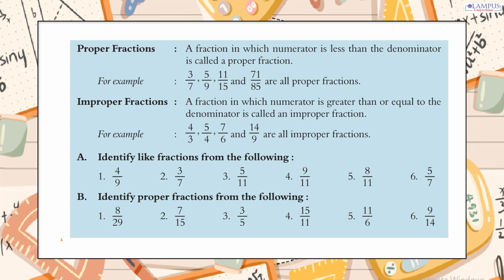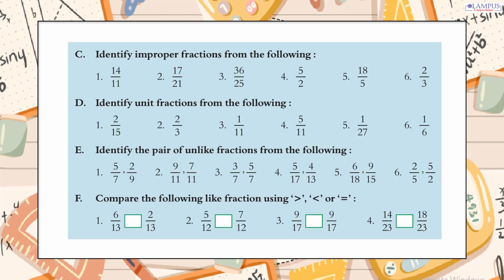B. Identify proper fractions from the following. 1. 8 by 29, 2. 7 by 15, 3. 3 by 5, 4. 15 by 11, 5. 11 by 6, 6. 9 by 14.